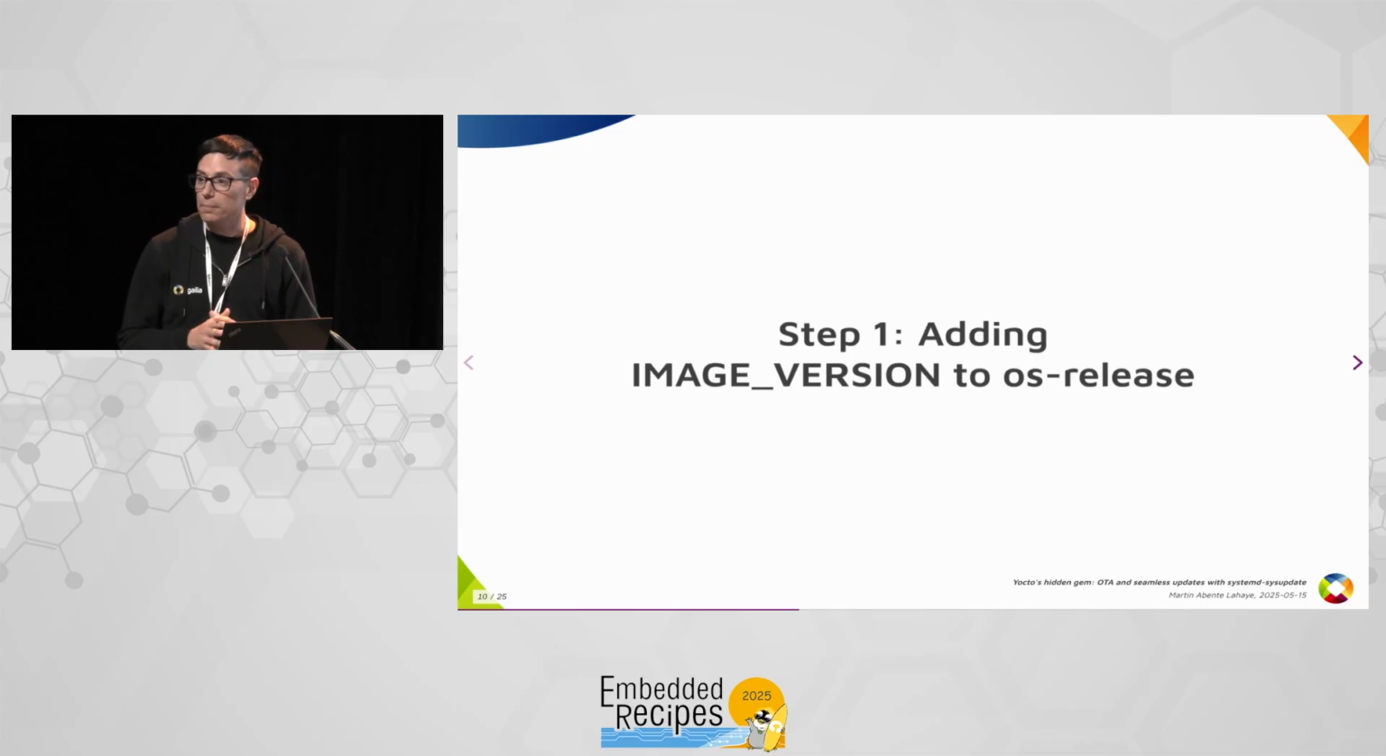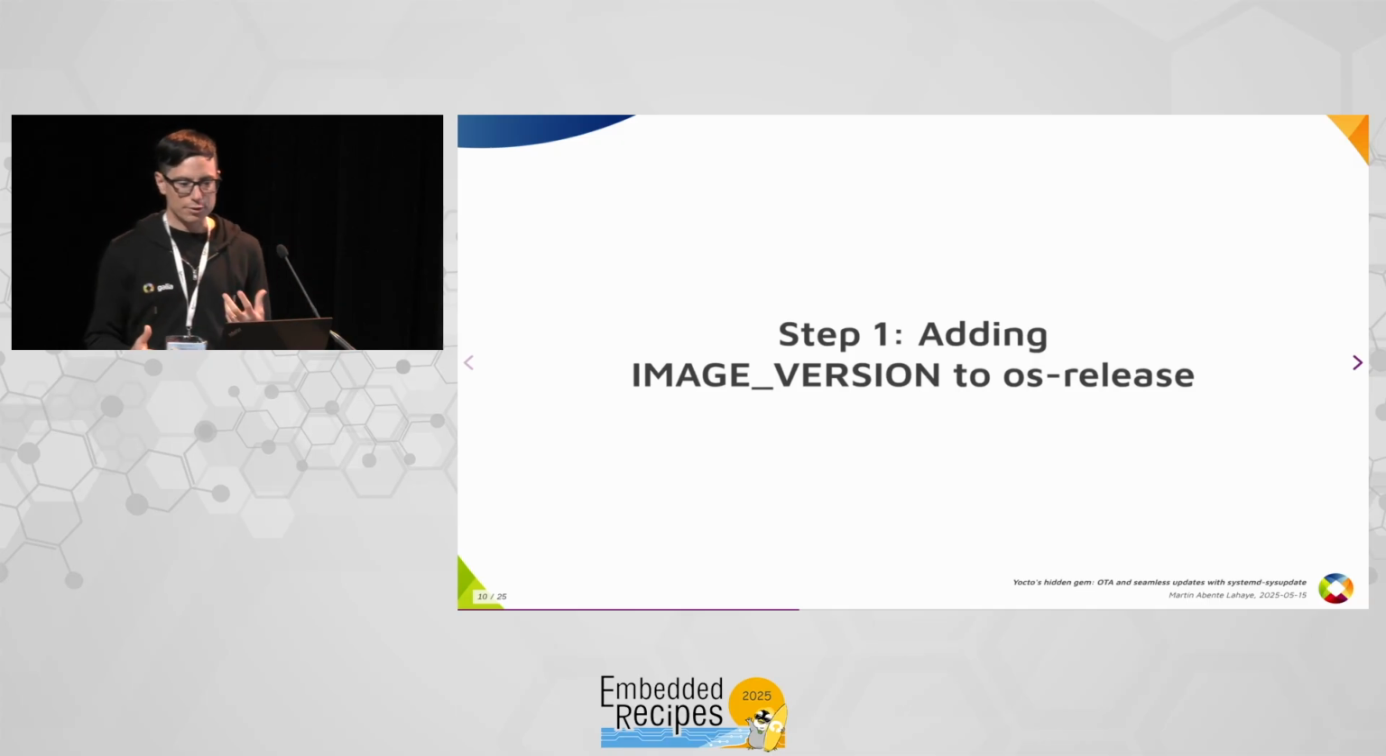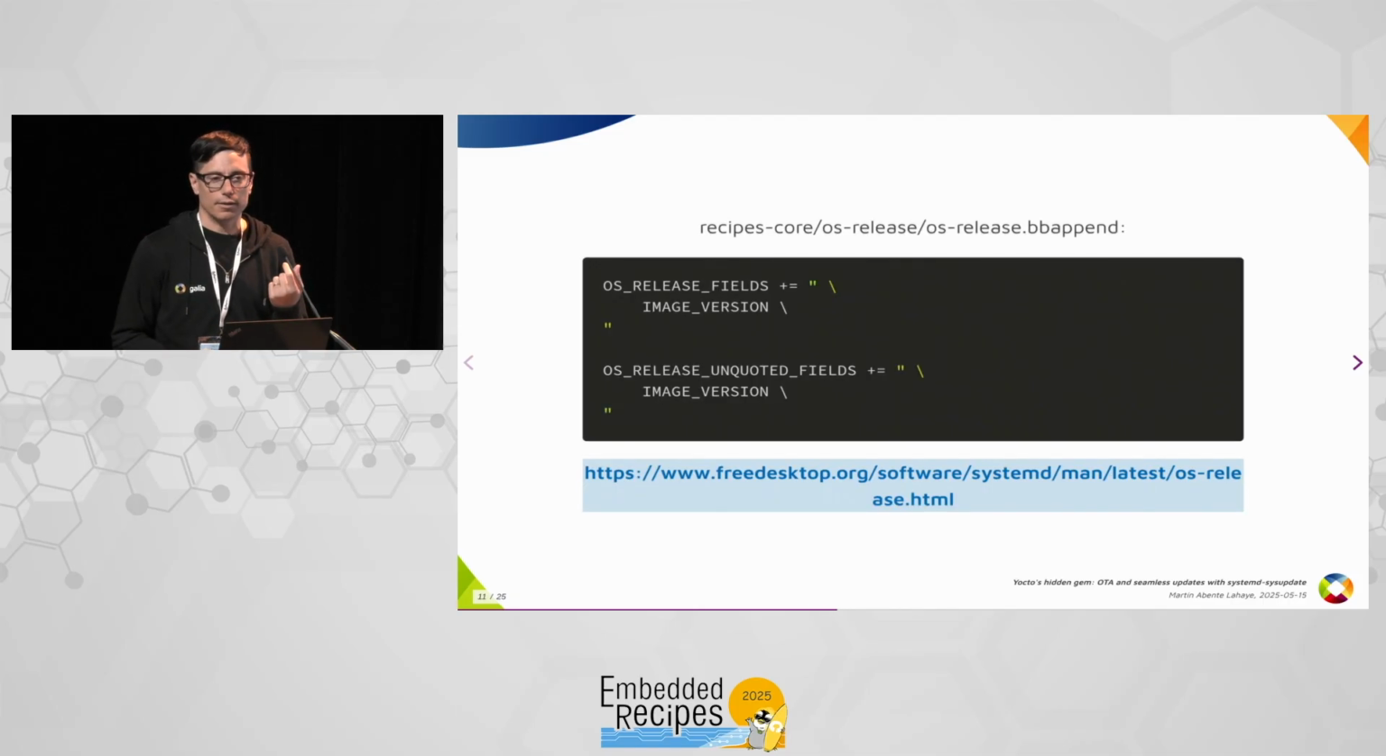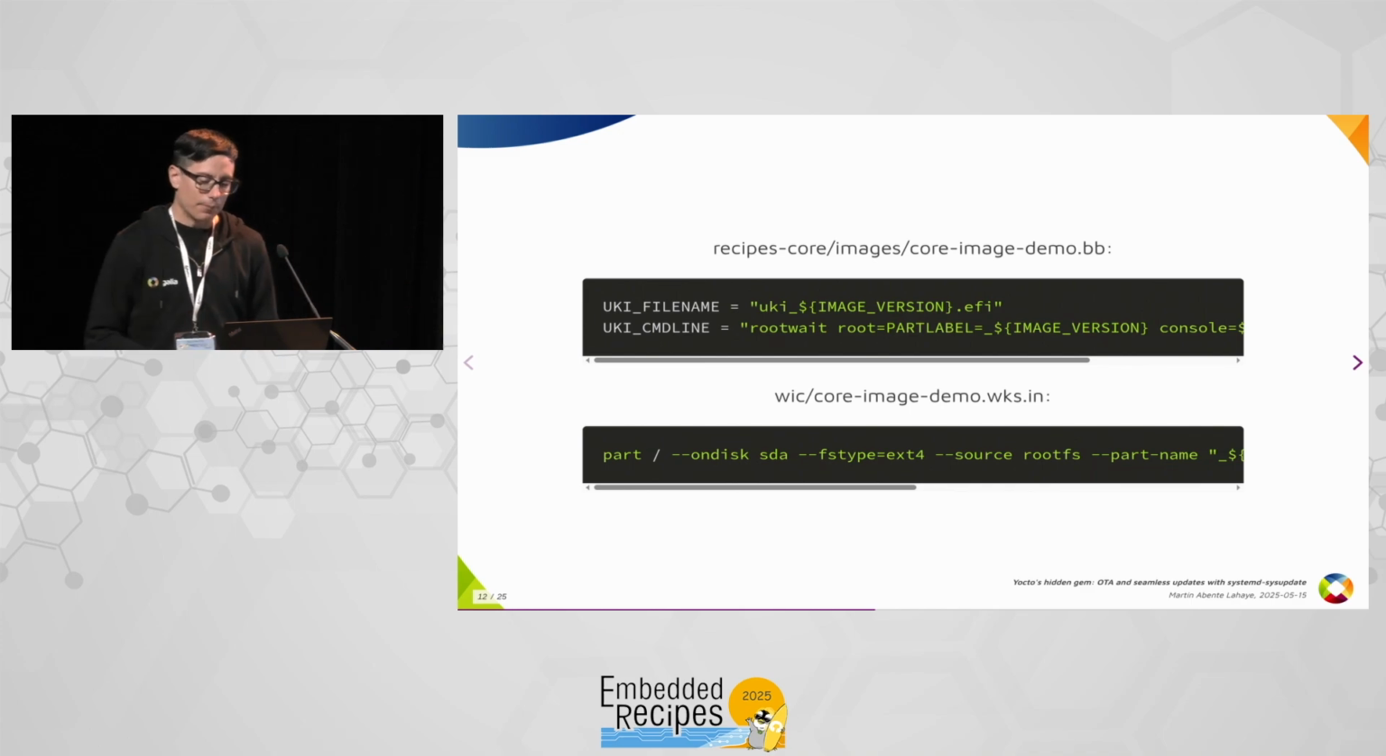So going back to the things that I explained before that we need to do. The first step is basically just adding the image version to os-release. This way, sysupdate can know what is the current installed or running version. And you can read more about exactly what the available formats are, and you can use different things to do this, right?